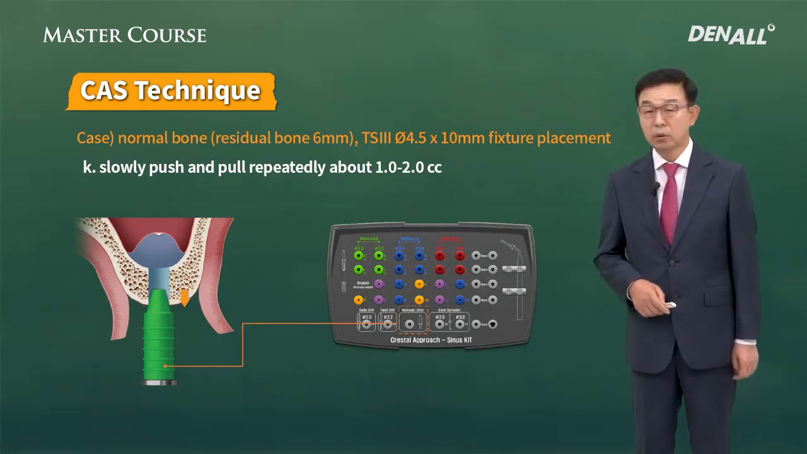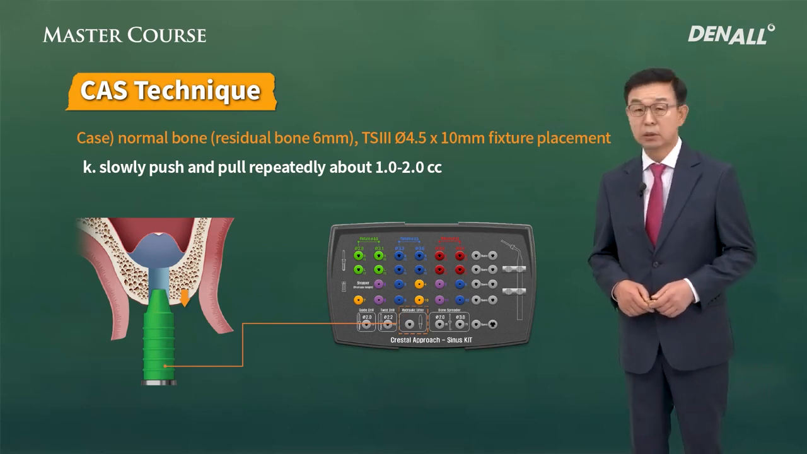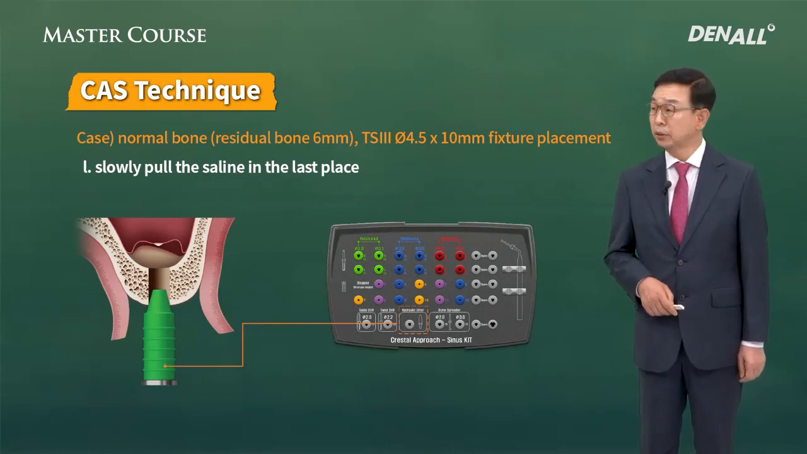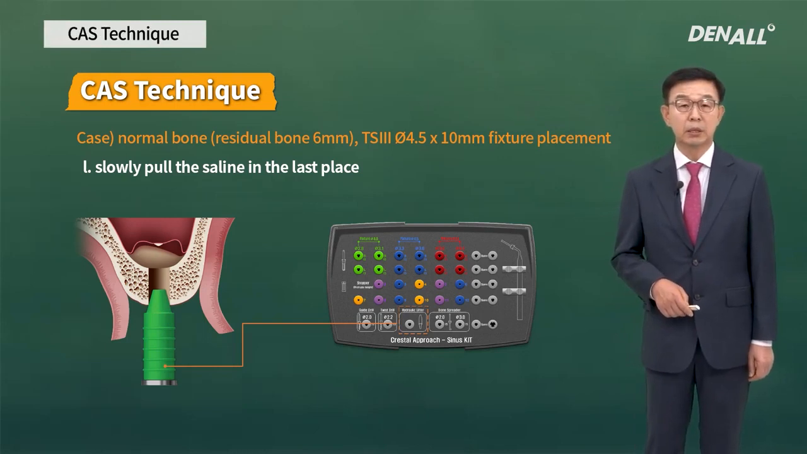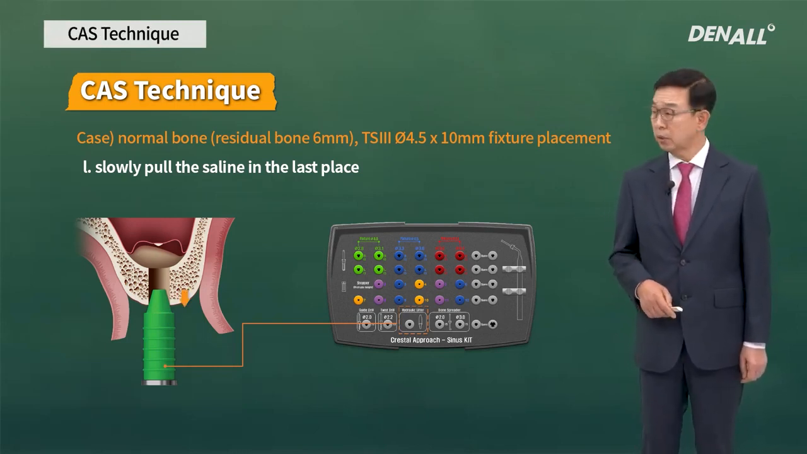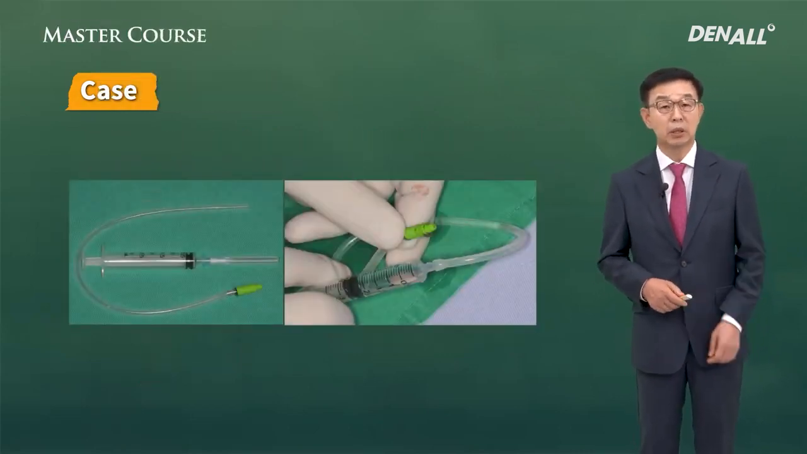1.5 to 2 cc was used to slowly push and pull to do the hydrolift. Finally, in the last step, you need to remove the saline in the sinus, and therefore, using full motion, this is removed and the implant is placed after bone graft.